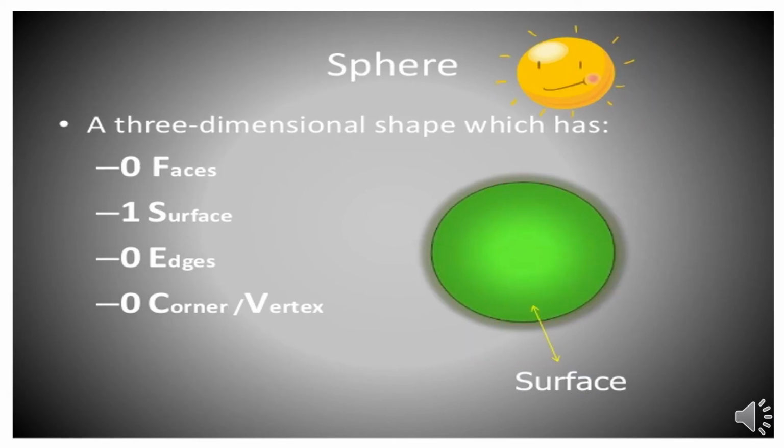Now, sphere, right? The sun has sphere shape or the balls have sphere shape. A three-dimensional shape which has zero faces, one surface, right? Zero edges and zero corners, right?